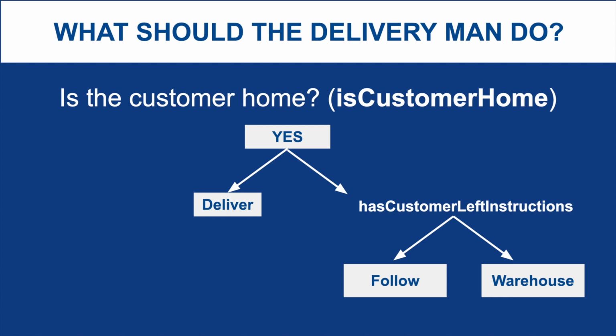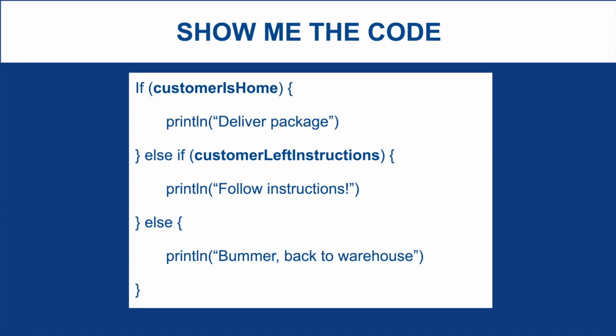If no, then we go to the else if, which is this next branch and leaf down here, the one with has customer left instructions. If it is true that they have left instructions, then the delivery man or woman is supposed to follow the instructions. If it is false, then they go back to the warehouse. So once again, show me the code. This is just like the decision tree that we just saw, but now we have put this in a way that the computer can actually understand.